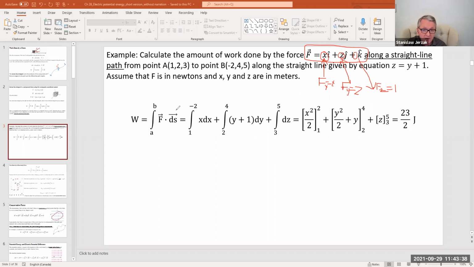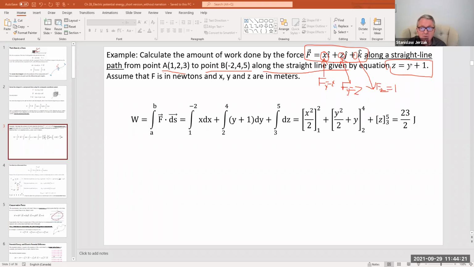So when I want to evaluate now the work done by that force F, when the object moves from initial point A, with coordinates 1, 2, and 3, to the final point with coordinates -2, 4, and 5, and if that displacement is along the straight line given by this equation, you should be able to recognize that this is the straight line equation, z equals y plus 1.